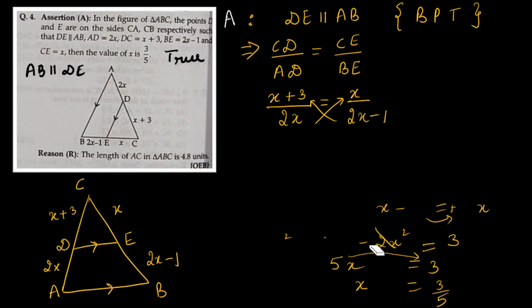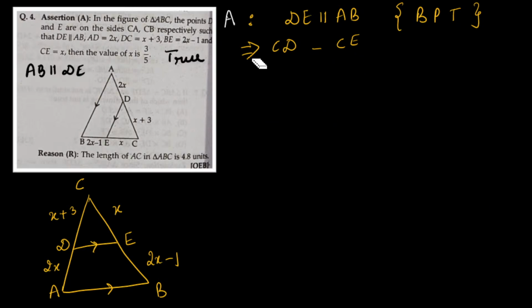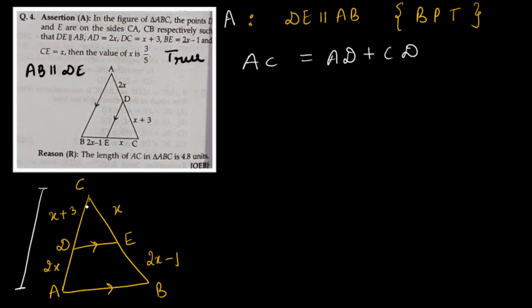AC we have to find, the length of AC. So A is true. AC is what? If you see here, this is the full line segment AC, or the side AC. So that is AD plus CD, or CD plus AD, anyway you can write. So AC is equal to AD plus CD. If I add these two parts, it will become AC.